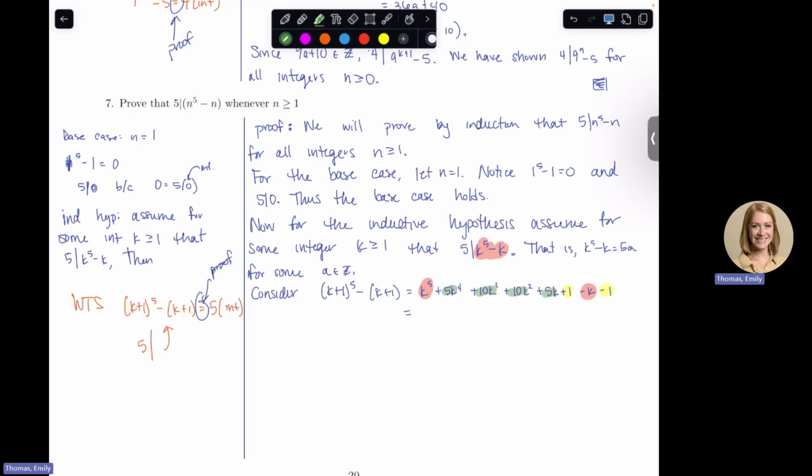Yeah, they do. You could. I thought you said, would you pull the k out of 2? And I was like, where is there a 2 besides that squared? I was confused. Okay, so this is k to the 5th minus k plus 5k to the 4th plus 10k cubed plus 10k squared plus 5k, which is equal to 5a plus 5k to the 4th.